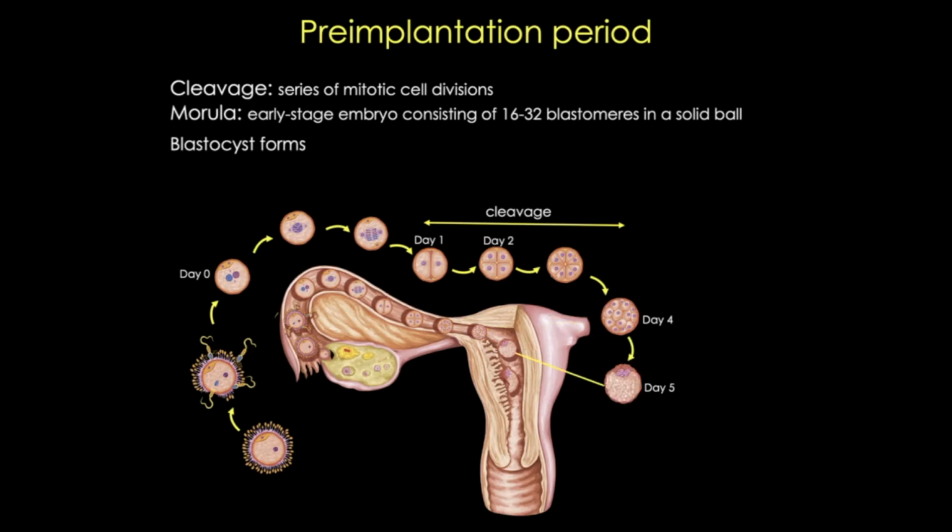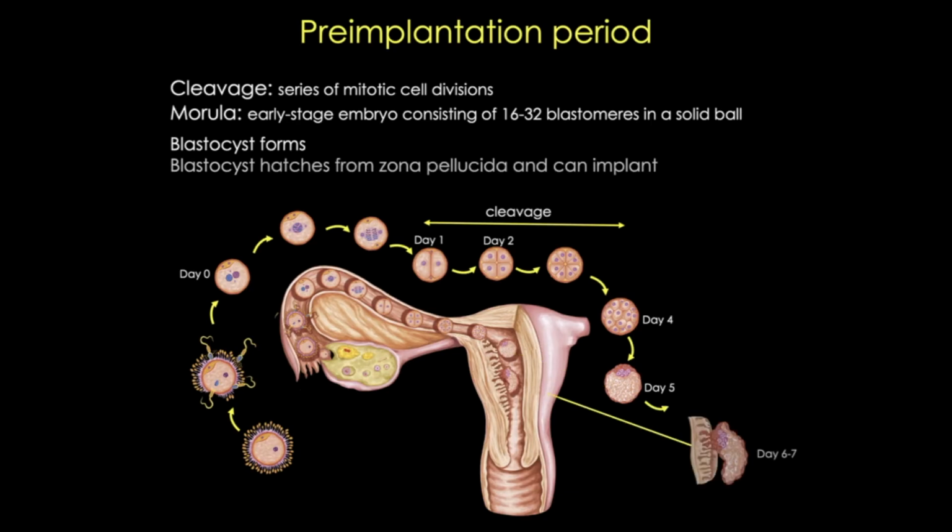Now, at about day 5, the morula develops a fluid-filled cavity. It's called the blastocele, and it's also given another new name. Now we call this the blastocyst. This thin-walled hollow structure contains a cluster of cells called the embryoblast, or inner cell mass, that will give rise to the embryo. Finally, between 6 and 7 days, the blastocyst will hatch from the zona pellucida and implant into the wall of the uterus, also called the endometrium.